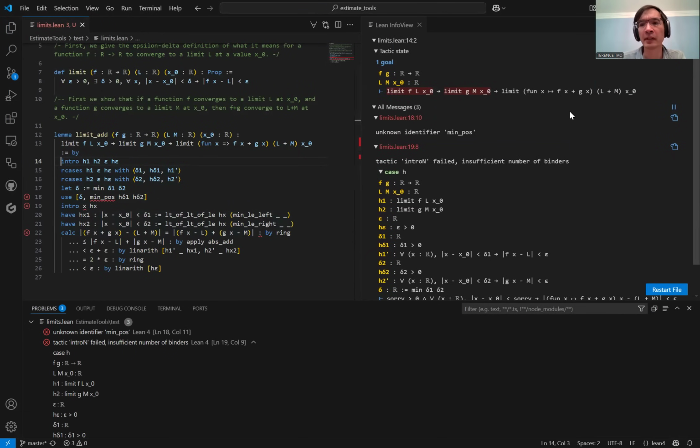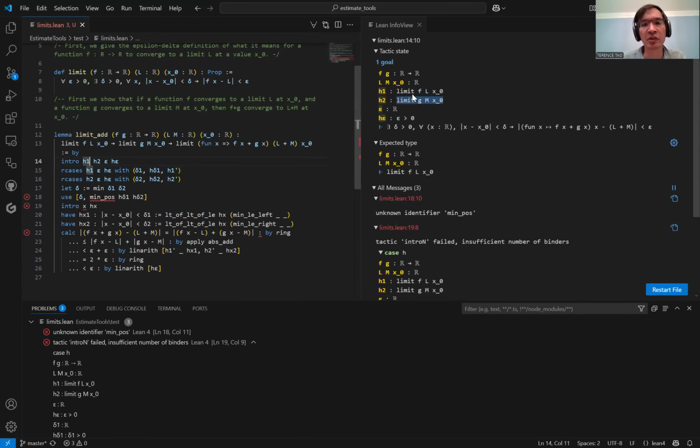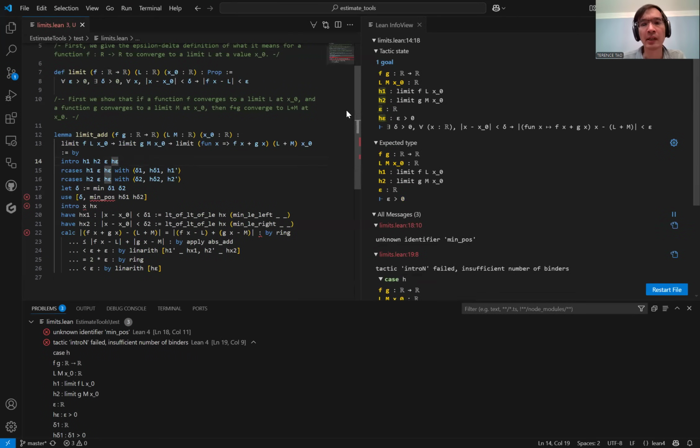Let's see, where is the goal? Right, so initially we know that we have these two hypotheses, but they're stuck inside the implication, so the intro will pull them out. Okay, so H1 and H2 get pulled out as statements, and then the epsilon and H epsilon, which are implicit inside the limit definition, also get pulled out. So epsilon is a real number and it's positive, and we want to prove that there exists a delta such that this is true. Okay.